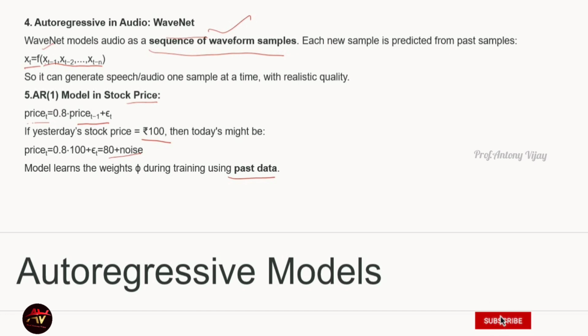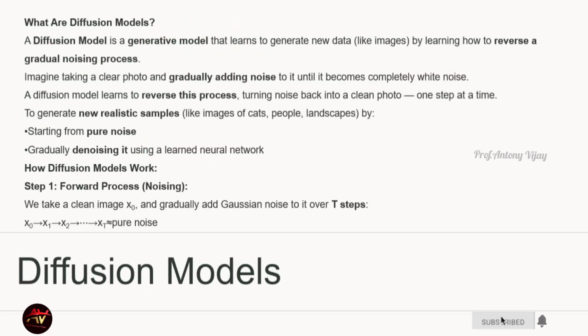The next model will be the diffusion model. This diffusion model is usually called a generative model. This particular model can learn to generate new data like images by learning how to reverse a gradual noising process. In this we can add some noise. One part is adding noise, which is called the forward process, and in the backward process we denoise the image. This is the general process happening in diffusion.